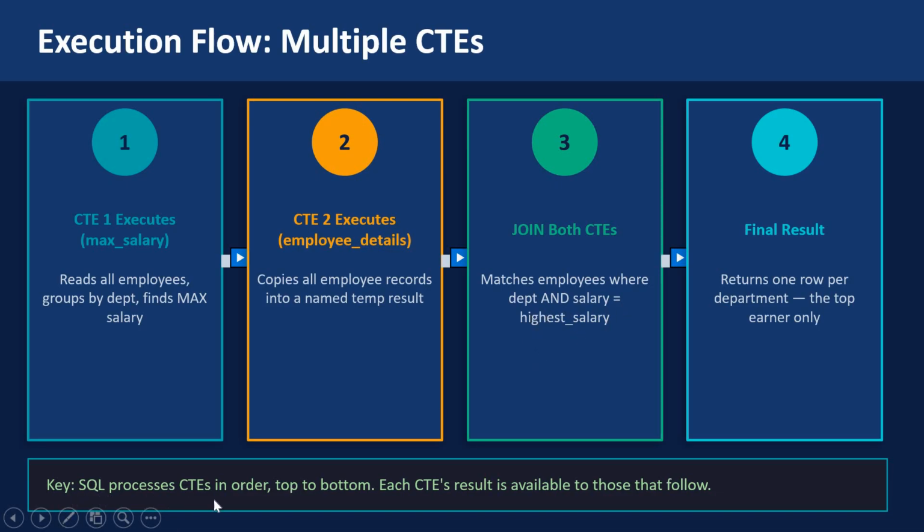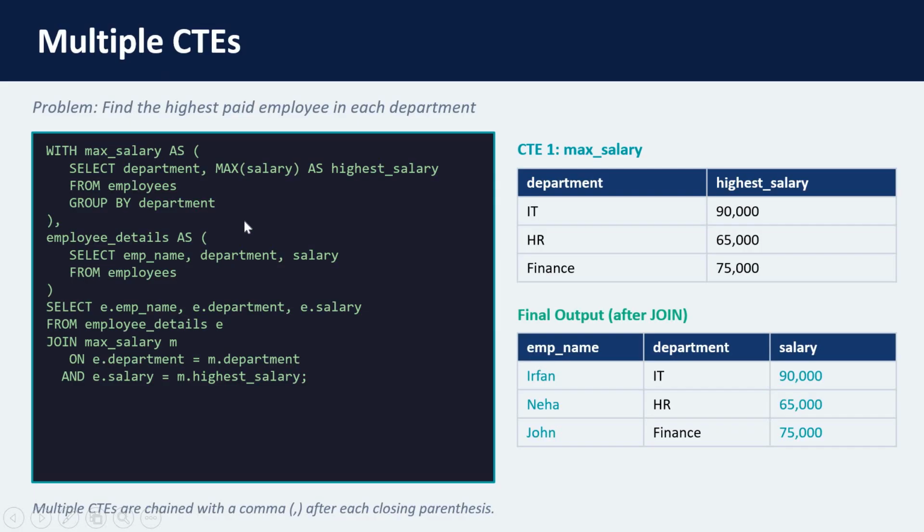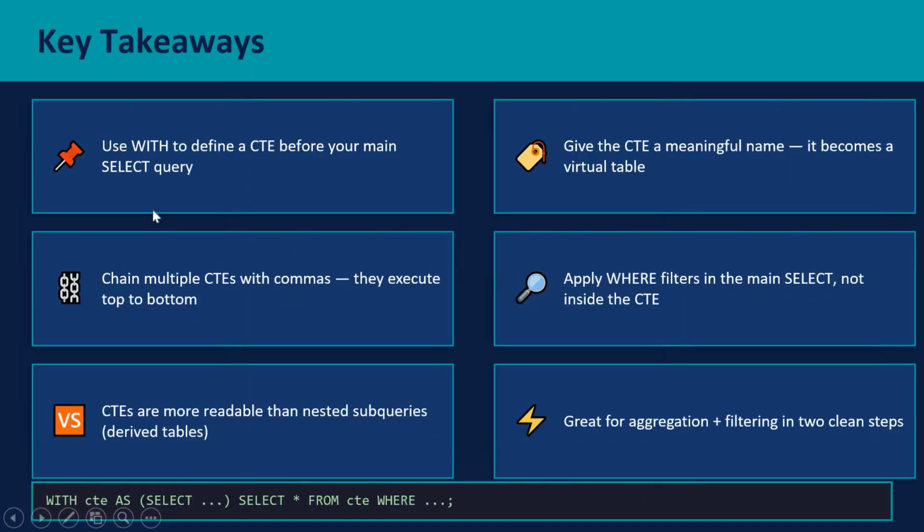So key point: SQL processes CTEs in order, top to bottom, right? So how will it execute? Top to bottom. First CTE will execute, then the second CTE will execute, right? Then the results of both CTEs are used in the final select statement. So that gives a more reusable format, and readability is also good, right? Debugging is also good. So these are some of the advantages here, right?